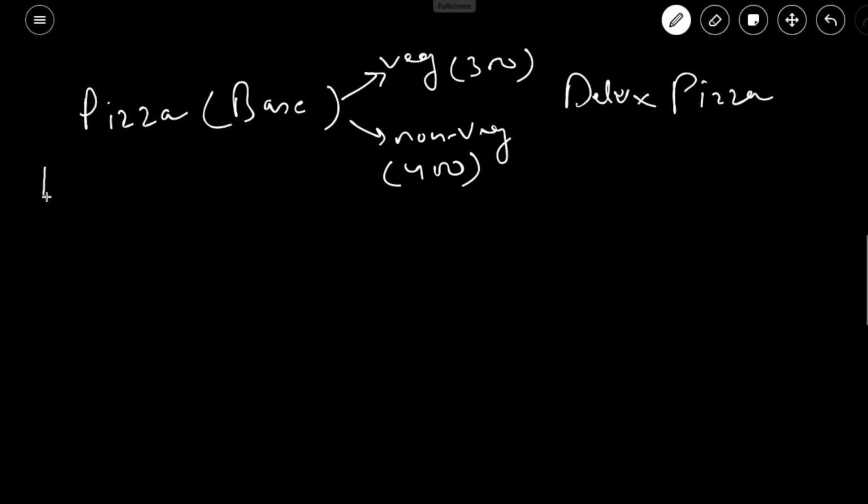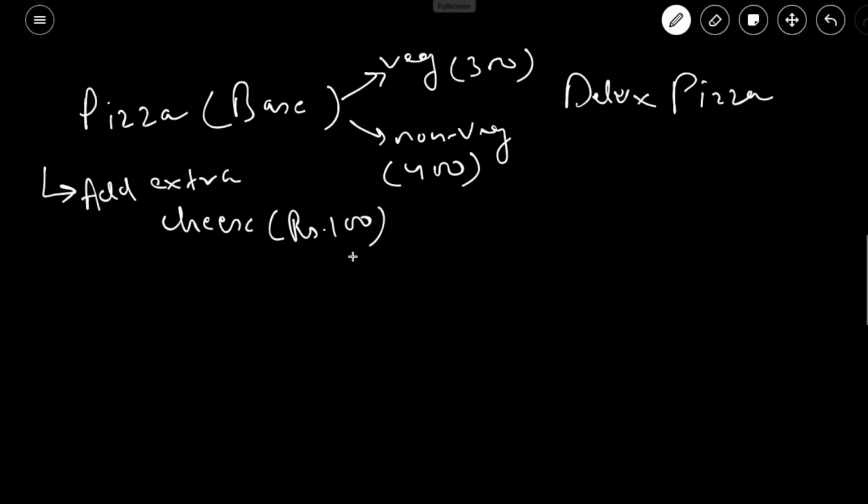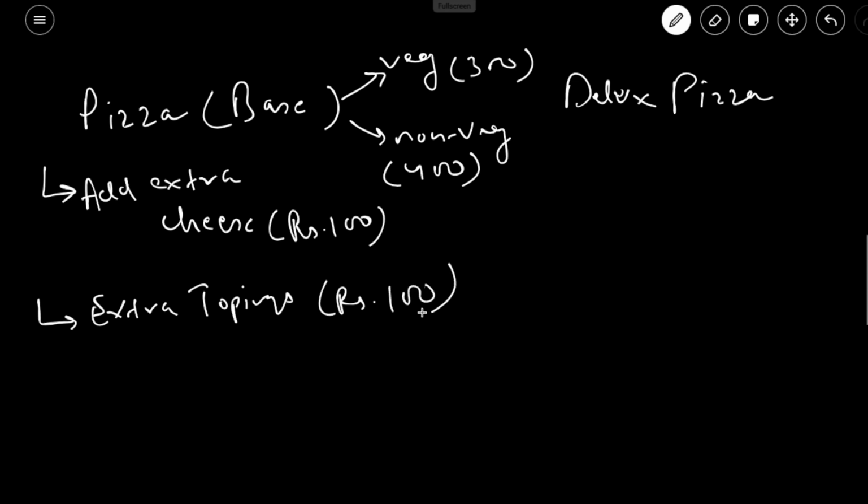So the first add-on that we have here is extra cheese. It is one of the add-ons and it costs you 100 rupees. So if you opt to add extra cheese to your pizza, then you have to pay 100 rupees extra. And then the other add-on is extra toppings. This is the other add-on that you can have. Again, it costs 100 rupees.